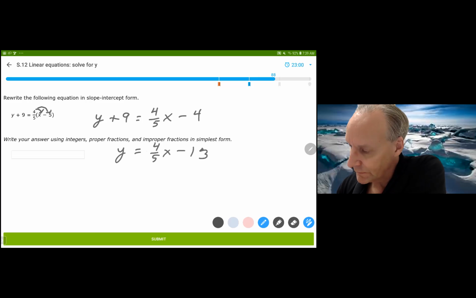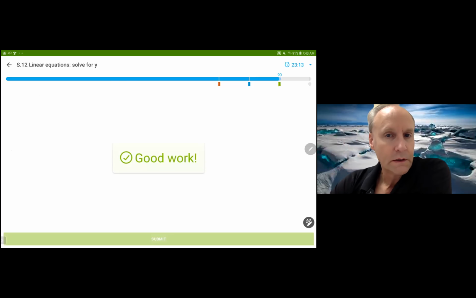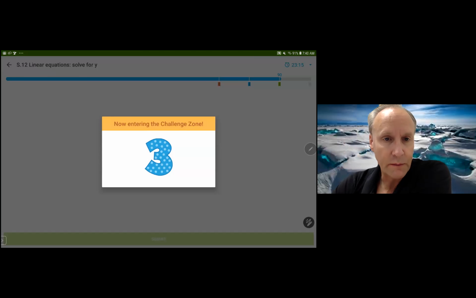Sorry, it's an ugly looking 13. There we go, sort of. There it is. So we have y equals 4/5 x space minus space 13. I almost forgot again. Get to talking and worrying about people coming in to bother me.